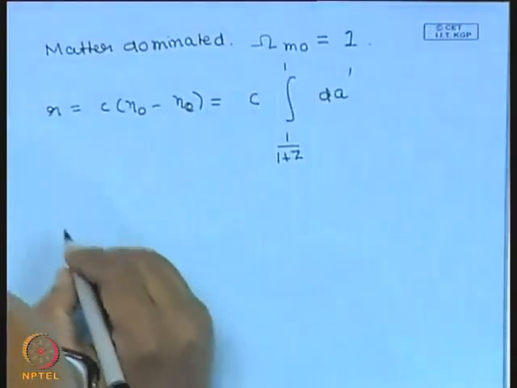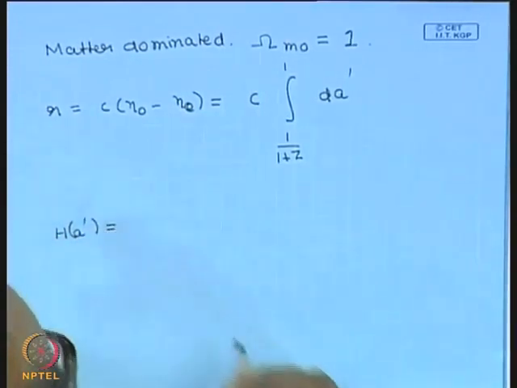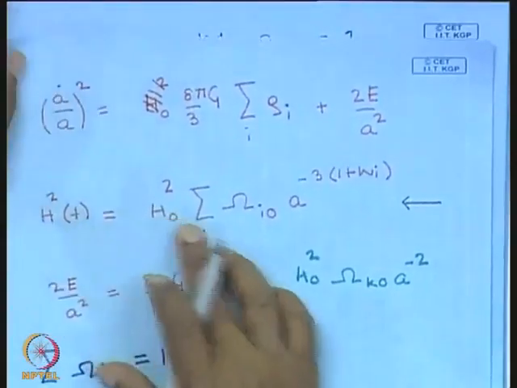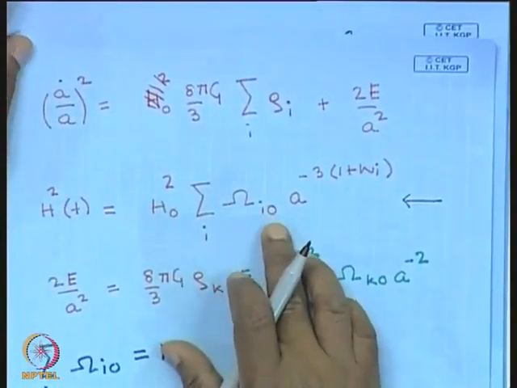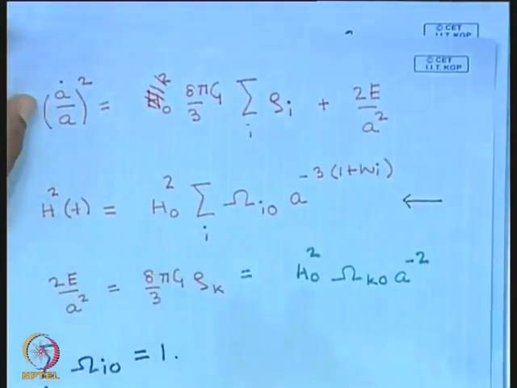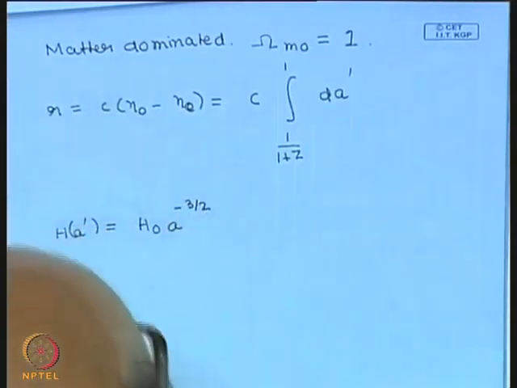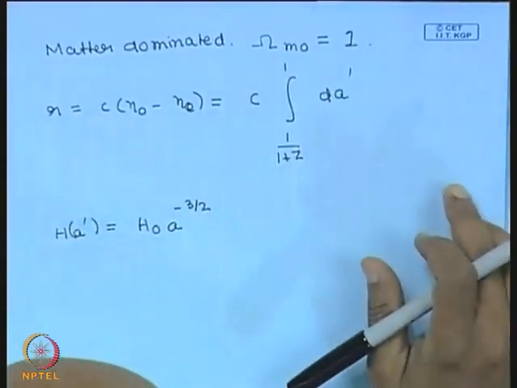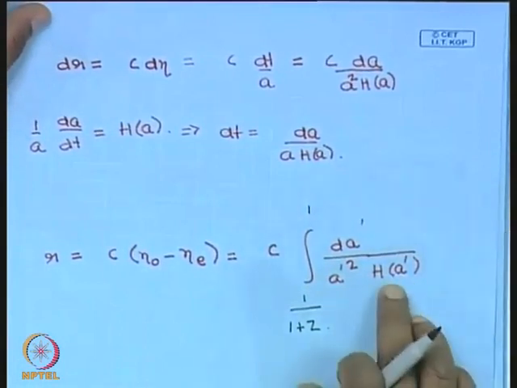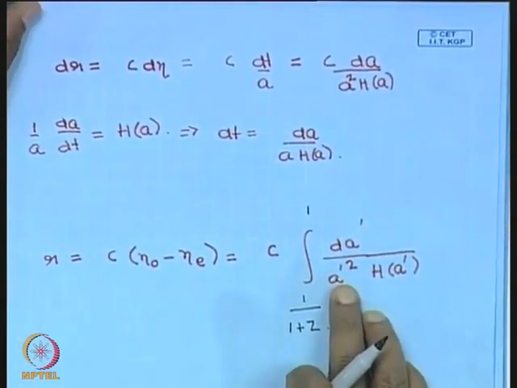let me write down H of a' first. So H of a' is equal to H naught, omega matter naught is 1, and I have a' to the power minus 3 by 2 because I have to take the square root. Okay, so a' to the power minus 3 by 2, that is what we have. This I have to plug into the expression over here. So if I have a to the power minus 3 by 2, I have a squared here, so I have a to the power half.